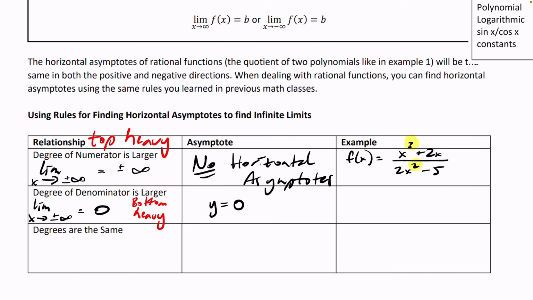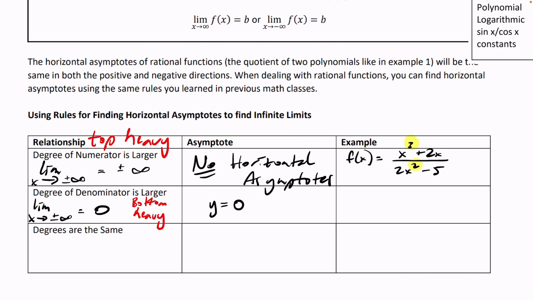This is a pretty mild one. When we get these, we like it because it's bottom heavy, the limit's going to be 0, the asymptote's going to be 0. So if they ask us for the horizontal asymptote, y equals 0. If they ask us for the limit as x approaches infinity or negative infinity, 0.